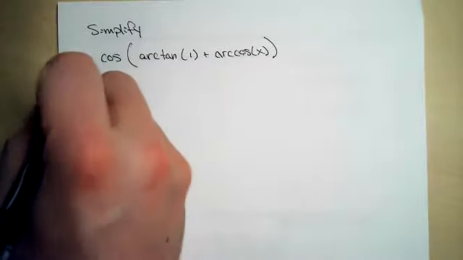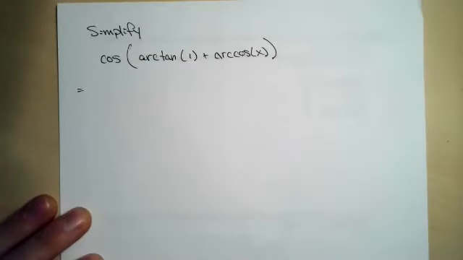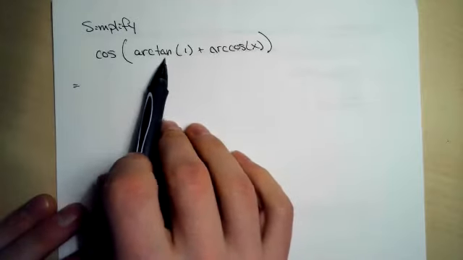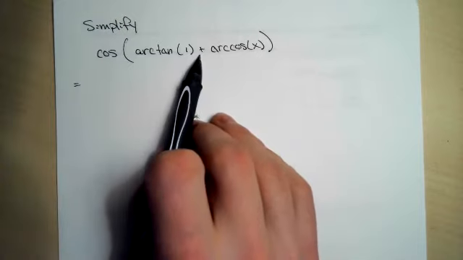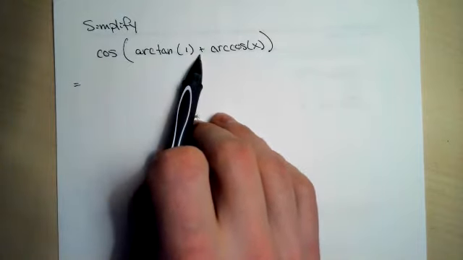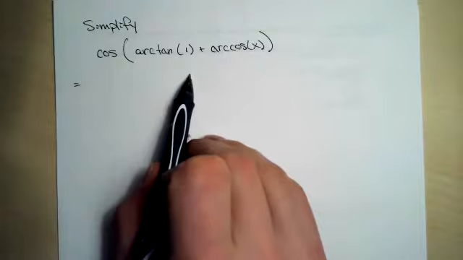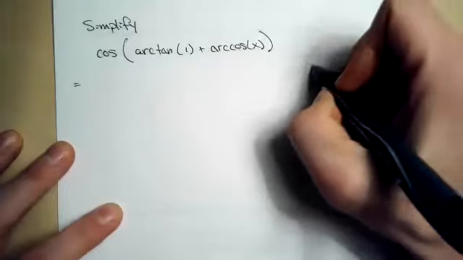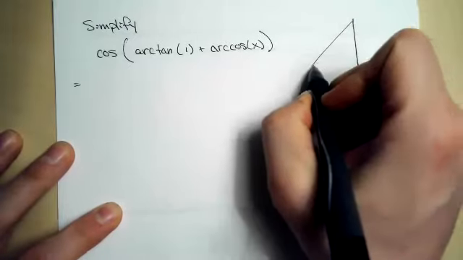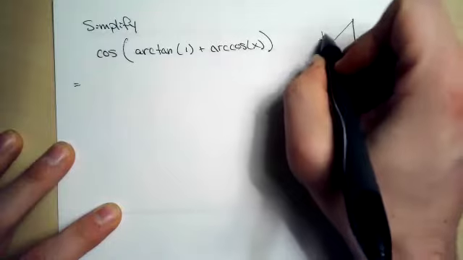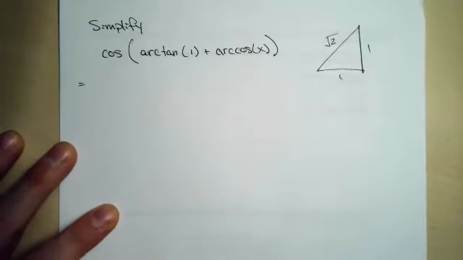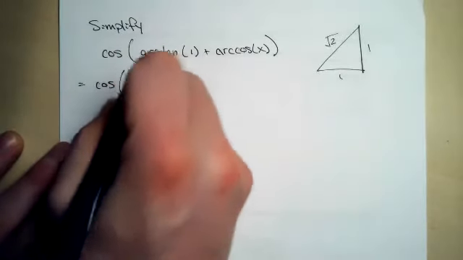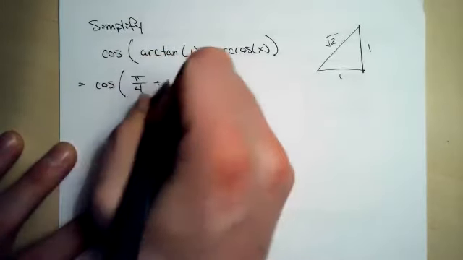So given something like this, the first thing I'm going to do is look to see if I can simplify and evaluate anything. You don't have to. One step we're going to have to do is use the sum identity. So you can start off by doing that, but recognize that arctangent of 1 we can actually figure out. Namely, which triangle has a tangent ratio of 1? The 45, 45, 90 triangle. So arctangent of 1 we can simplify, and that's just going to be pi over 4.